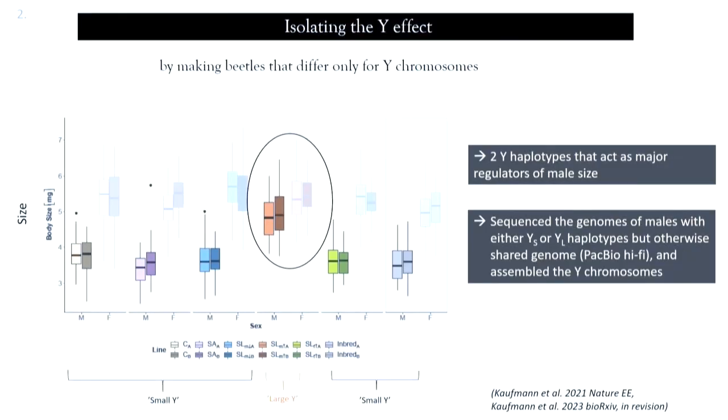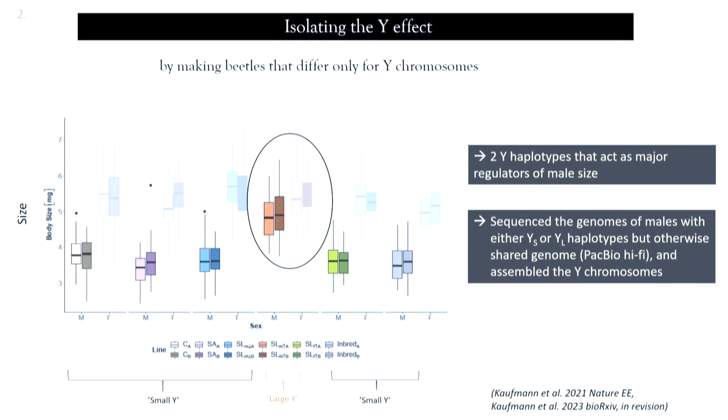And to really nail it down, we took males from each of these selection lines and we crossed them with females from a single inbred line that was generated from the ancestral population. And we repeatedly backcrossed males to that inbred line in order to basically isolate the effect of the Y chromosome from the rest of the chromosomes. So we replaced the rest of the genome with the inbred line genome and got to really see what is the effect of the Y chromosomes alone.